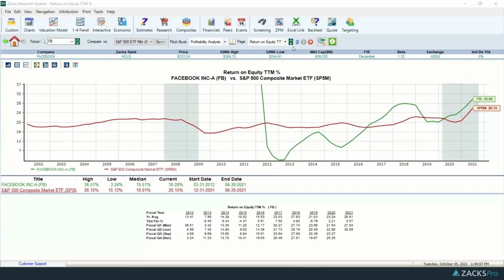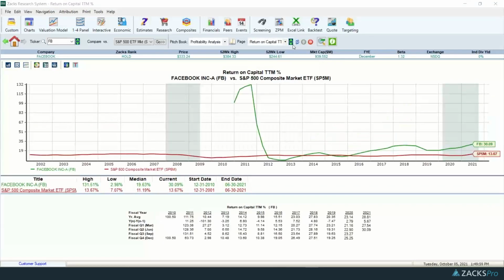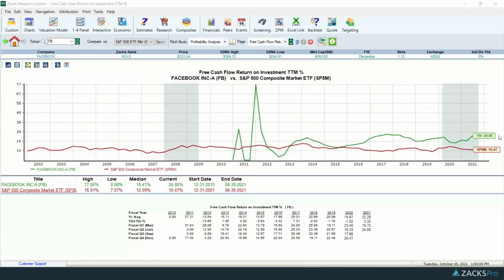Return on equity, still about 4% better, trending with the S&P 500. Return on capital, when you start taking into account debt, Facebook's about 2.5 times better. And when we start taking a look at free cash flow, it's about 2.5 times better as well. Okay, so just a great contributor overall.